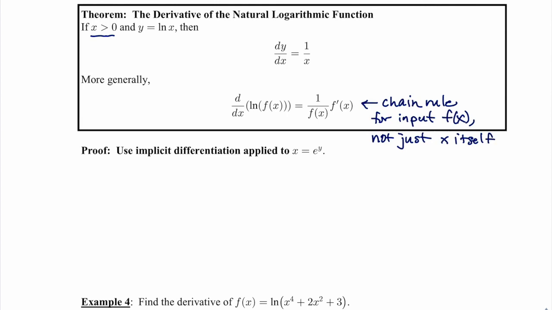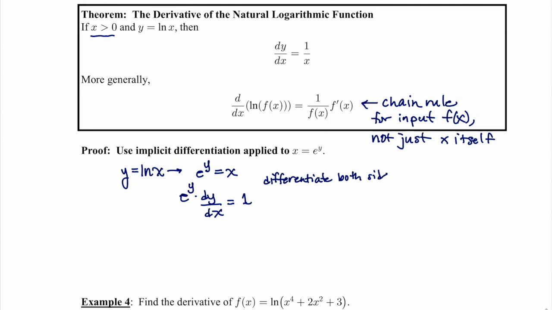And we can prove this using implicit differentiation applied to the relationship x equals e to the y. Because remember, if y equals natural log of x, that's the same thing as e to the y equals x. So if I differentiate both sides, I'll have e to the y times dy dx on the left side, and I'll have just 1 on the right side. So this is differentiating both sides with respect to x, doing the implicit differentiation that we talked about in the last section.